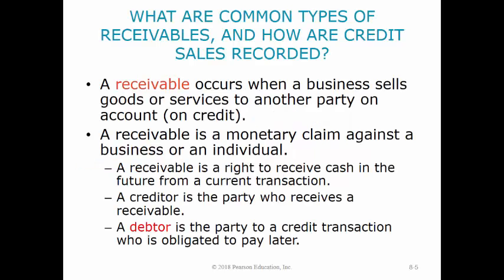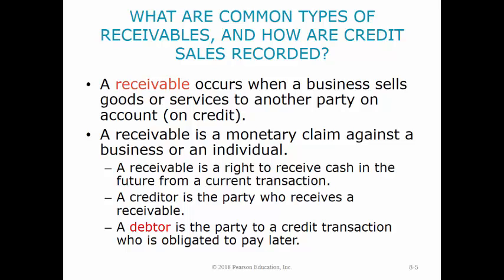A receivable occurs when a business sells goods or services to another party on account or on credit. It is a monetary claim against a business or an individual. The receivable is the seller's claim for the amount of the transaction. Receivables also occur when a business loans money to another party. A receivable is the right to receive cash in the future from a current transaction. It is something the business owns.